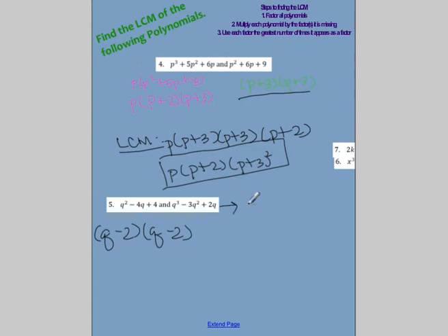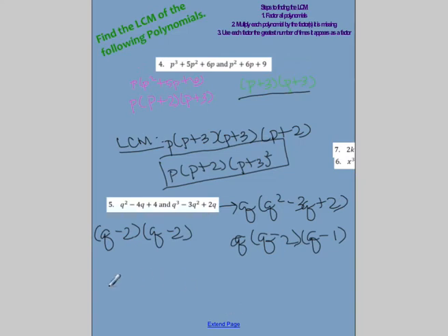From the second part, I'm going to factor out a q. So I will have q squared minus 3q plus 2. From this, I would say, well, what multiplies to 2? Well, that's easy. Only 2 and 1. So I would have 2 and 1. And then what adds to negative 3? So that means they're both going to be negative.